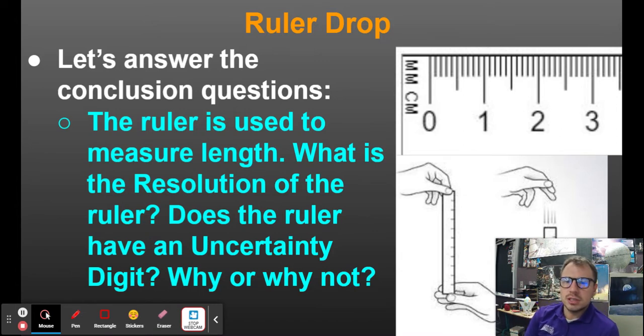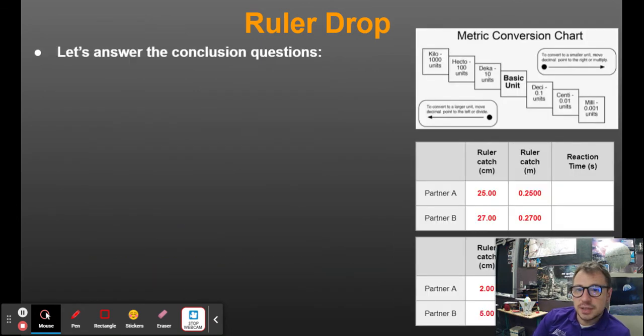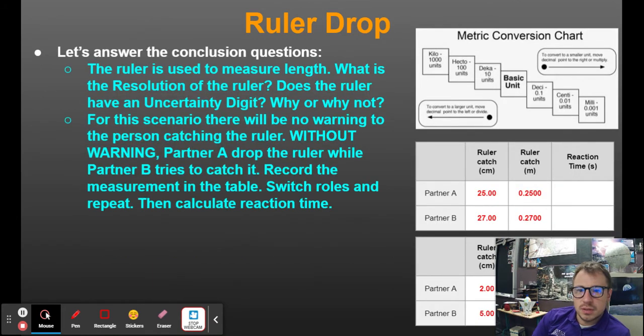So the ruler is used to measure length. What's the resolution of the ruler? We're going to be using the metric side. If we look at the centimeters, the resolution is those individual dash marks. Each one of those dash marks is 0.1 centimeters, or 1 millimeter, or 0.001 meters. And it does have an uncertainty digit. If it falls in between two of those, you can make an estimate to the next digit.